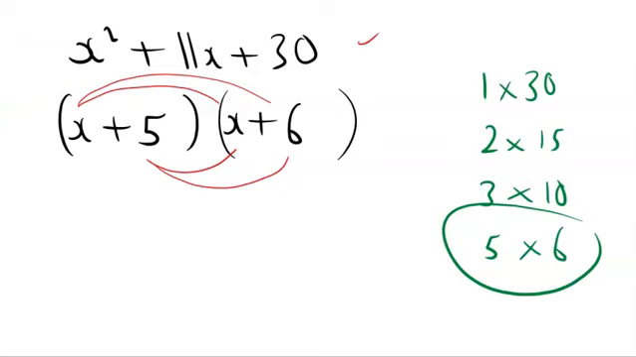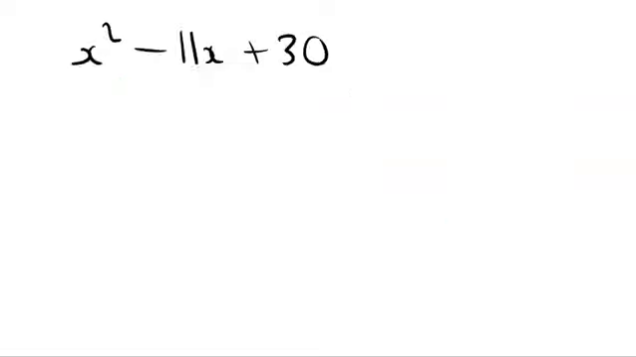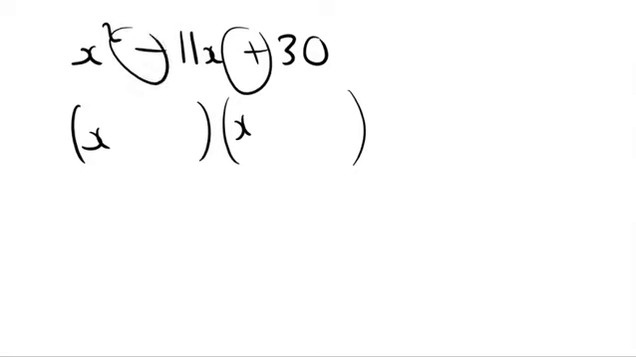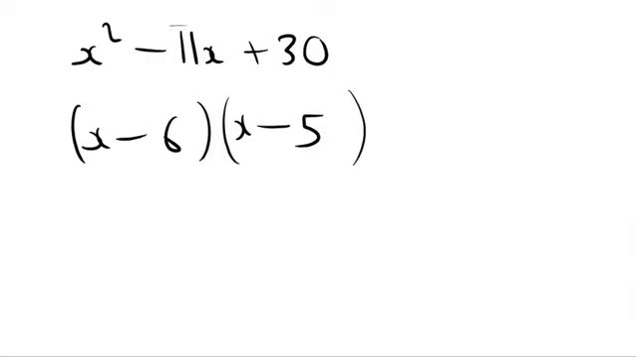Now, had it been a minus sign here and not a plus, then all you would do is same idea, two brackets like this, x and x. To get a minus sign and a plus sign, what you must do is have both signs being negative. So if the last sign is plus and one before is minus, it's always minus minus. And the same thing, 6 and 5 give you 30 and add to give you 11.